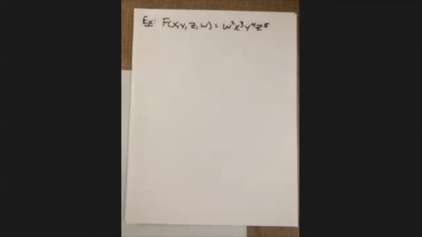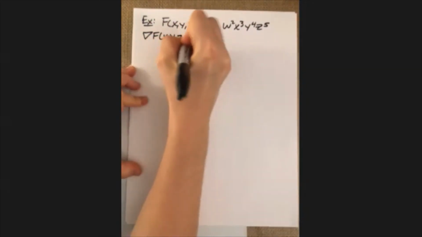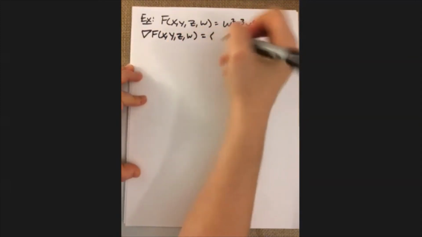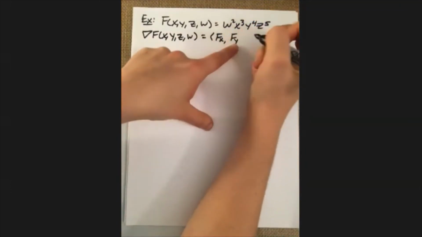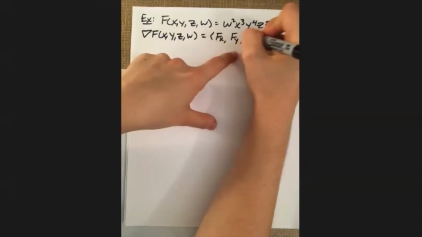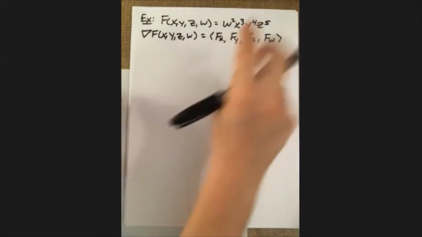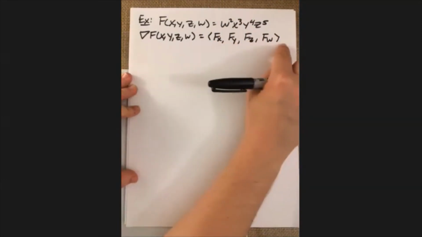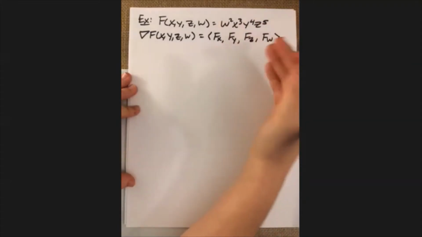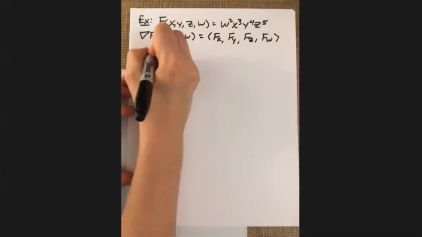Well, remember that the gradient has a component for each partial derivative, which means that in this case, our gradient is going to look like the vector that contains just each partial derivative. So the partial with respect to x in the x component, partial with respect to y in the y component, partial with respect to z in the z component, and then partial with respect to w in the w component. So all you do is, for each extra variable, you just tack on an extra component in your vector here with the gradient to put your partial derivatives into.